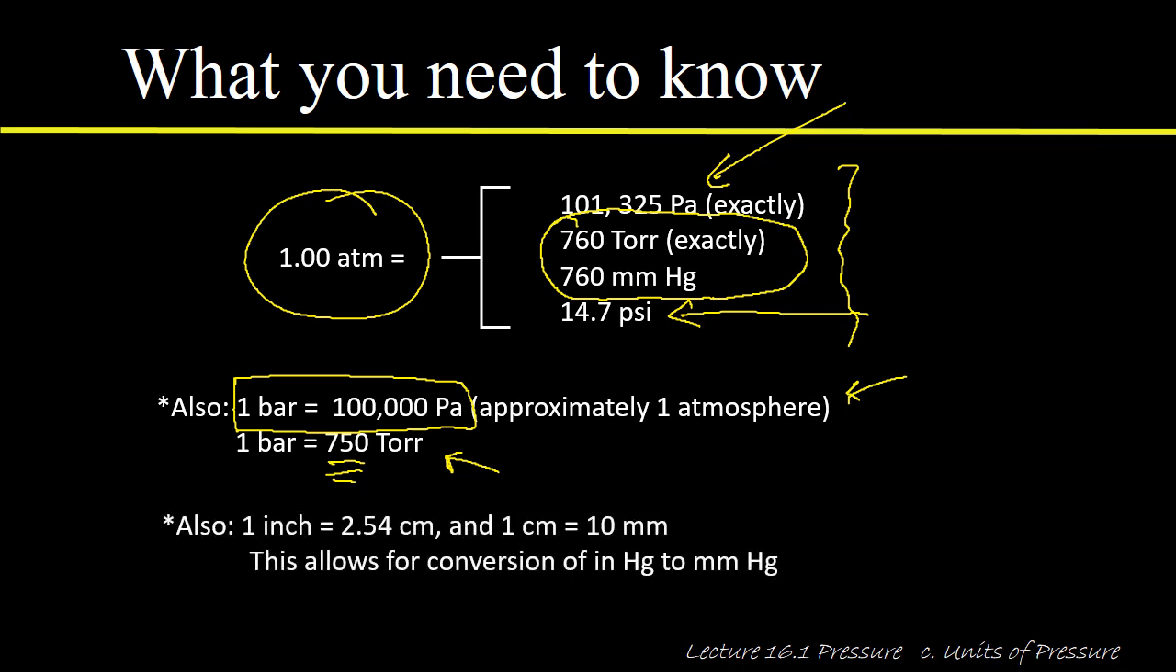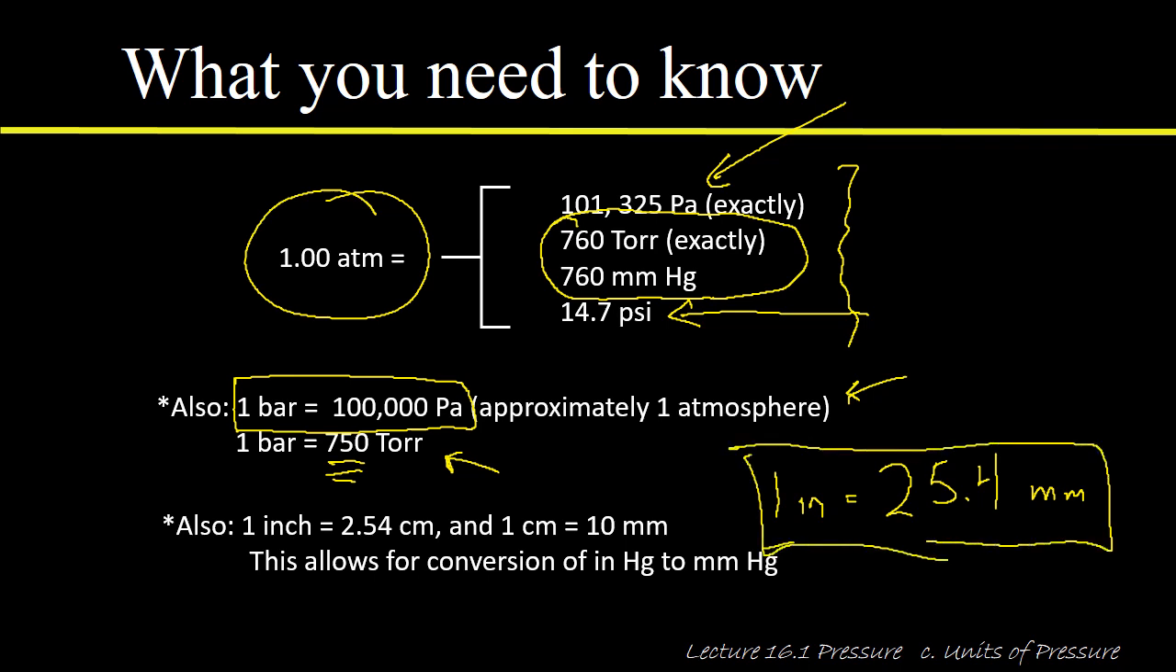you should know 1 inch is 2.54 centimeters. 1 centimeter is 10 millimeters, and therefore, I probably should have written this down here, that means that 1 inch is equal to 25.4 millimeters. And if you know that relationship, then you can convert between inches of mercury and millimeters of mercury.